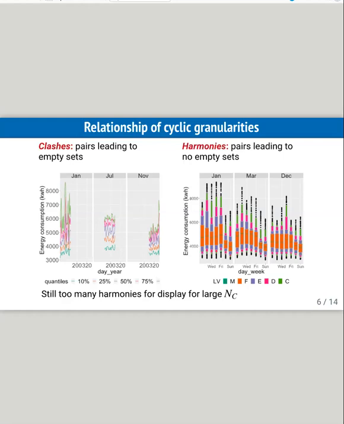The pairs that are compatible with each other are called harmonies. For the second plot, every day of the week will be there for every month of the year, which means there will be no missing combinations, and these are the pairs of cyclic granularities that could be looked at together for exploration.